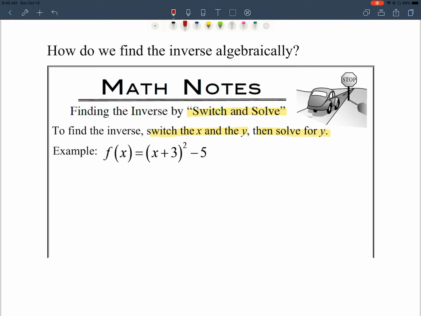First thing here, we've got f of x is equal to the quantity of x plus 3 squared minus 5. Let's just go ahead here and change the f of x to a y. Just recopy the equation down. Okay, now I'm going to flip-flop my x and my y. So you see those are going to change, but everything else will remain the same.